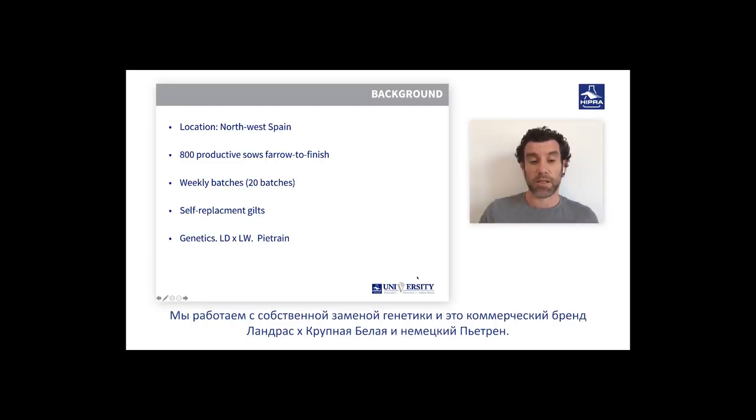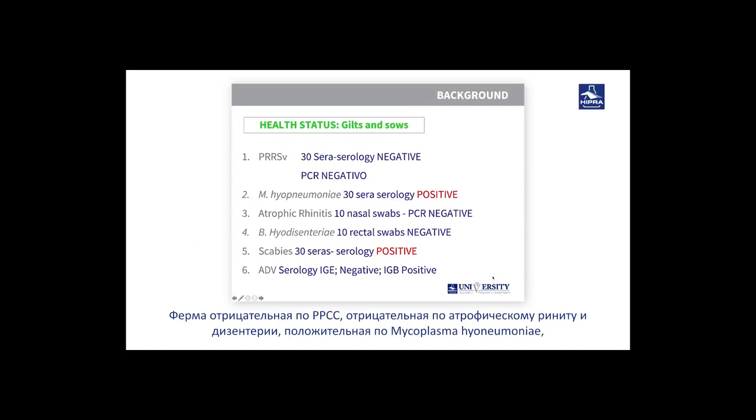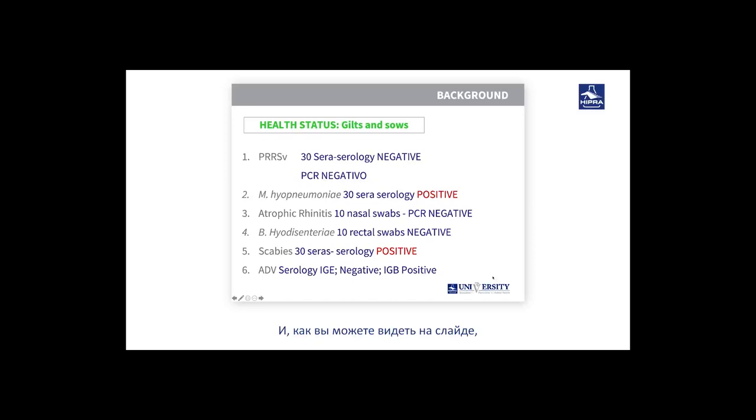The health status in the gilts and sows is negative for PRRS, positive for Mycoplasma pneumoniae, negative for rhinitis and for Brachyspira, and we are positive for scabies. We are negative too for Aujeszky. And as you can see here on the slide, I show you the test that we are using to control that disease in the farm.